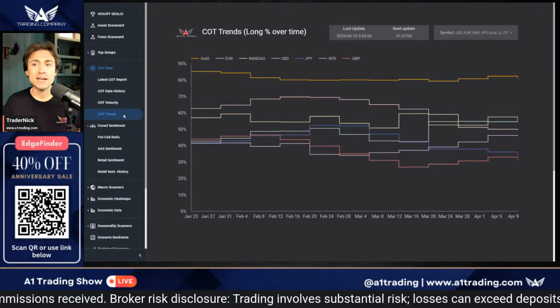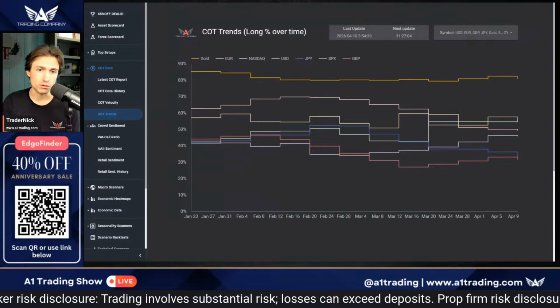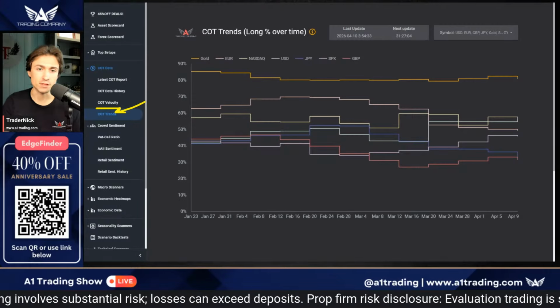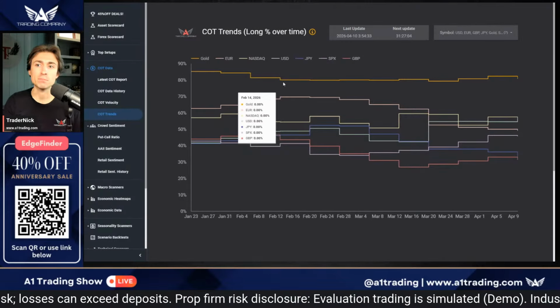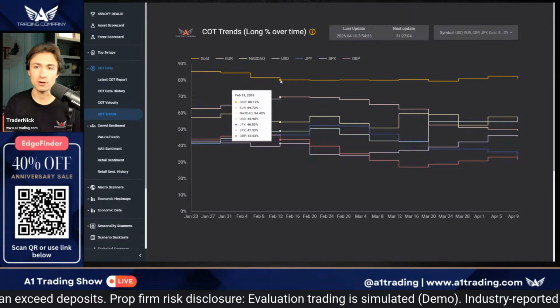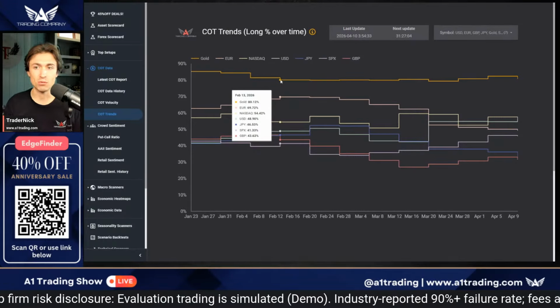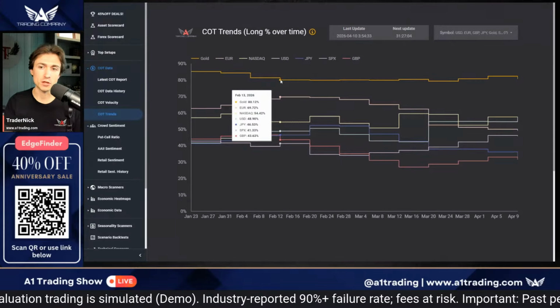We also added today the COT Trends tab, which we're now calling the COT Trends tab. And the other one is called the COT Velocity. What is the difference? Well, the COT Trends table is perfect for people who want to compare the COT flow of a couple different assets at once on a single plotted time chart. So let me show you.